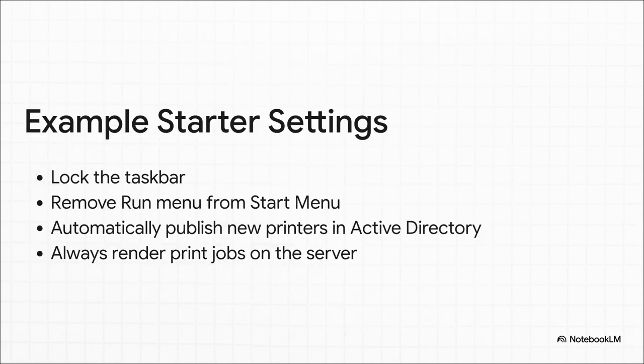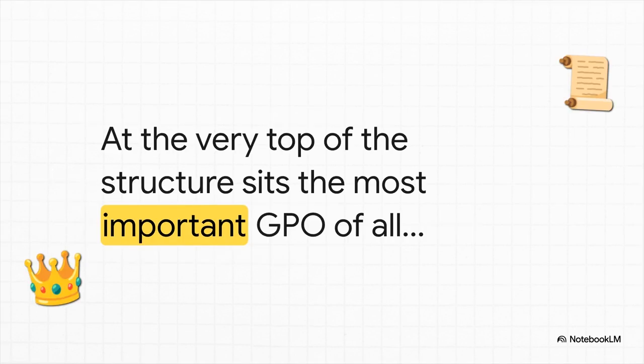So for example, you could have a starter GPO for new employees that automatically locks their taskbar and gets rid of the run menu. Or maybe you have another one for all computers that makes sure any new printers just get published automatically. It saves an unbelievable amount of time, and just as importantly, it helps cut down on simple human error. Okay, so we've seen how these GPOs are made, how they fight it out when they conflict, and how you can use templates to be more efficient.